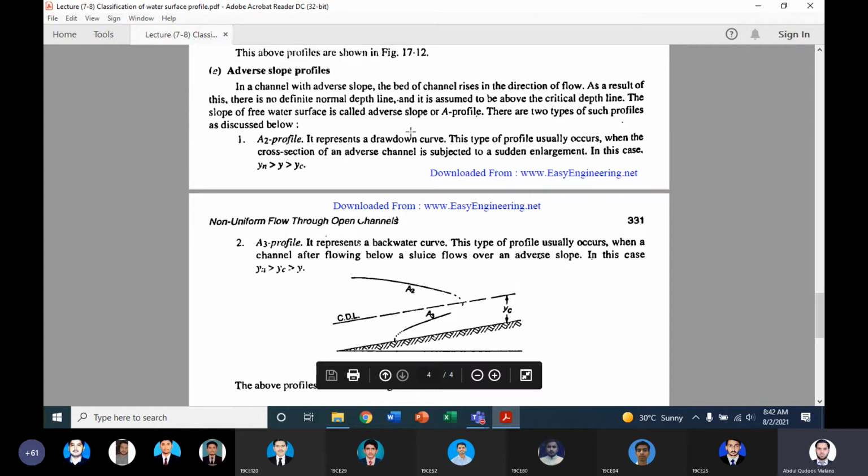So again, in a channel with the adverse slope, the bed of the channel rises in the direction of the flow. As a result of this, there's no definite normal depth line, तो इसमें भी आपको normal depth line नहीं मिलेगी. Now why you will not find the normal depth line? If you go for the definition of the normal depth line, when we have the uniform flow, the depth at which we have the uniform flow, this is known as the normal depth line.